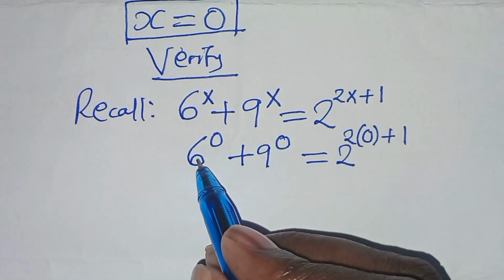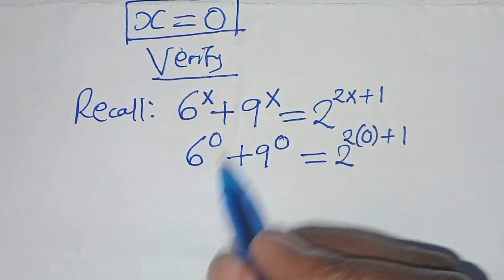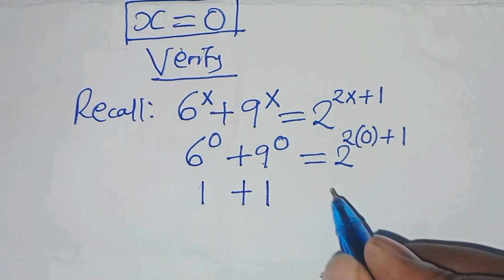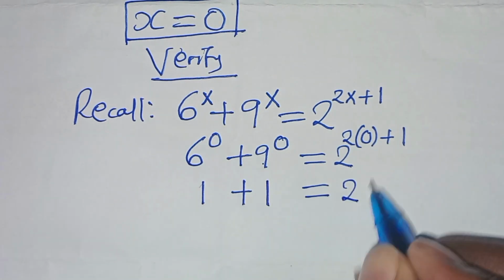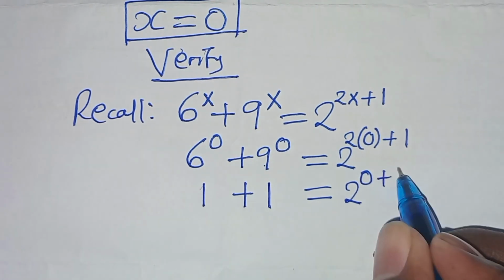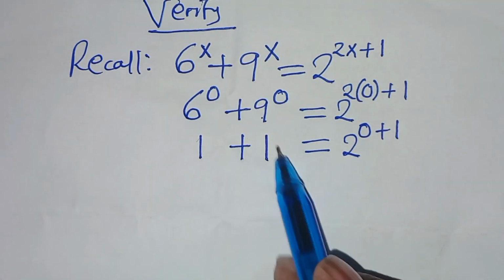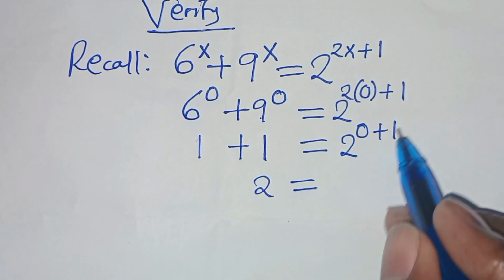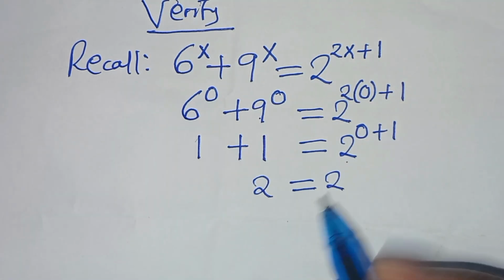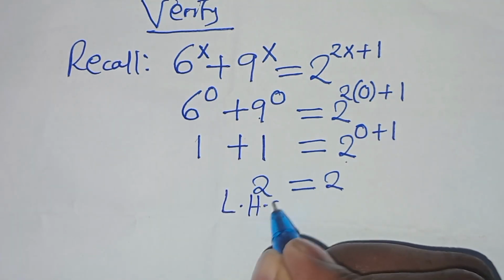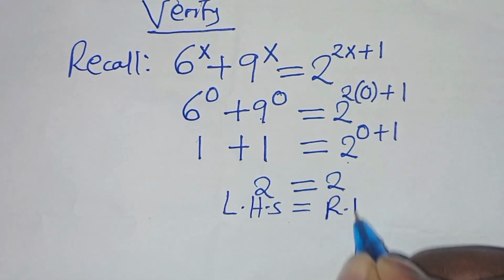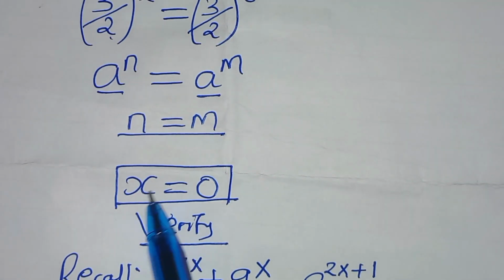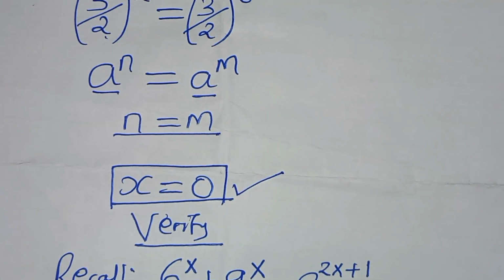So we have that 6 to the power of 0 is the same thing as 1, then plus 9 to the power of 0, which is the same thing as 1, this is equal to 2 to the power of 0 plus 1. So 1 plus 1 is equal to 2, which is equal to 2 to power 0 plus 1, which is 2 to power 1, which is 2. So this implies that the left hand side is equal to the right hand side. And this implies that the value of x, which is 0, satisfies the equation.